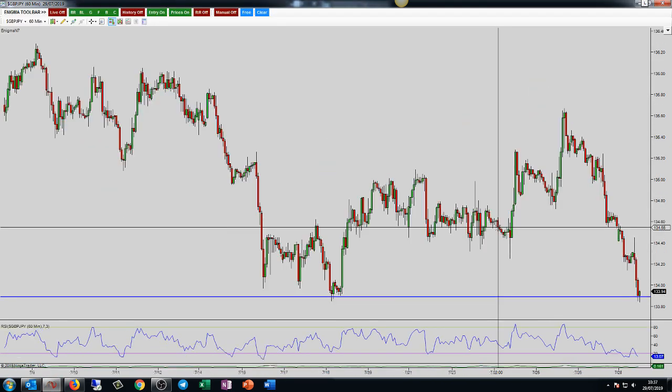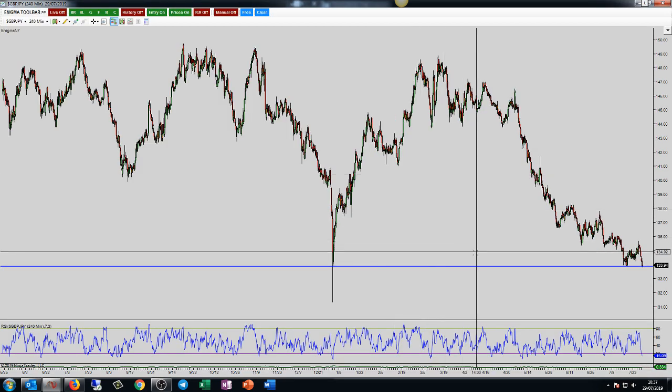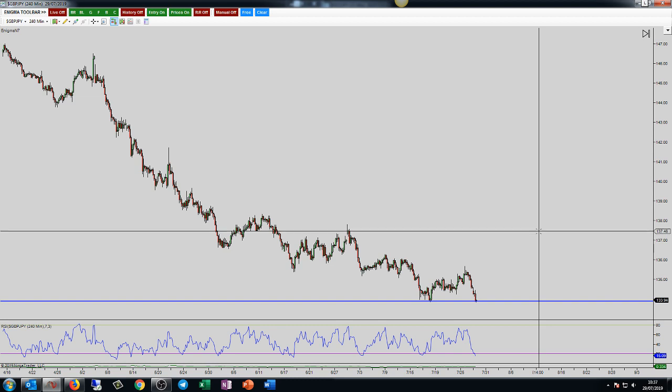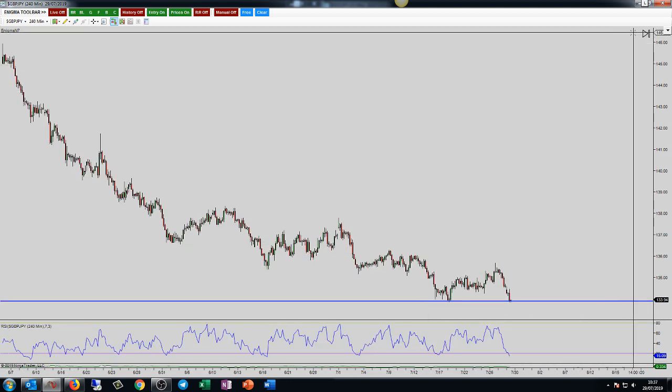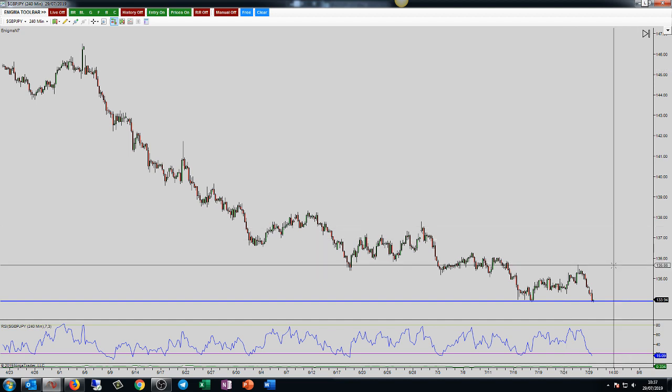So this is going to be one where I'm going to have to wait now. I'm going to have to wait for that lower structure level to be violated on the dailies, and then look for a pullback. Do you have anything, guys, on the pound yen? There's going to be nothing on that for me now.